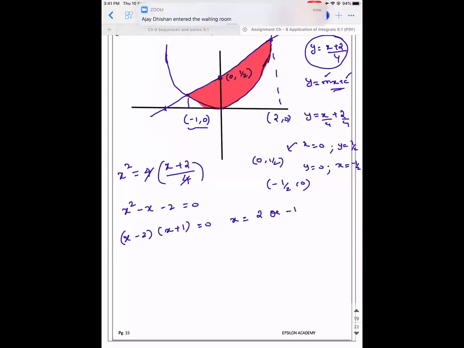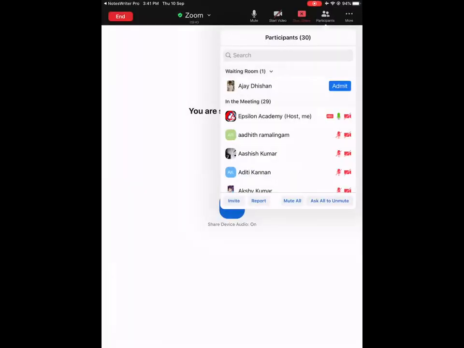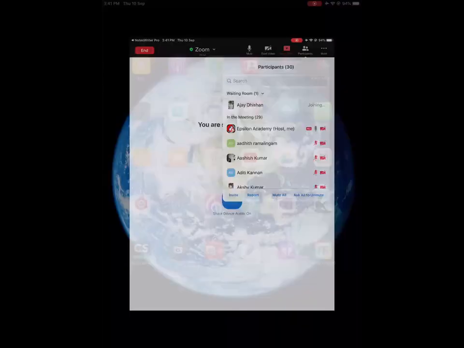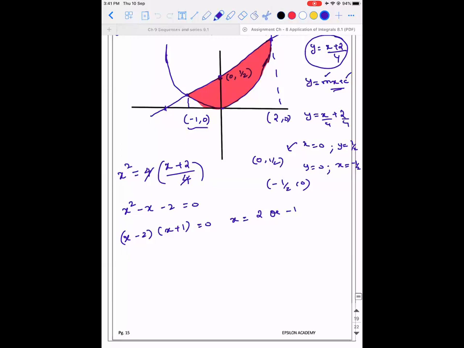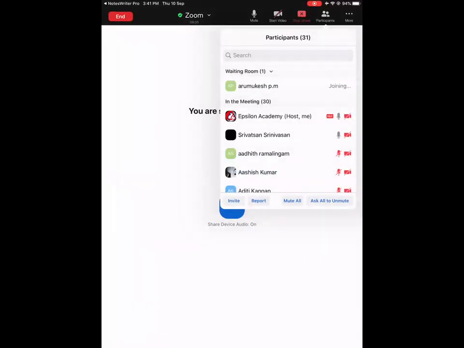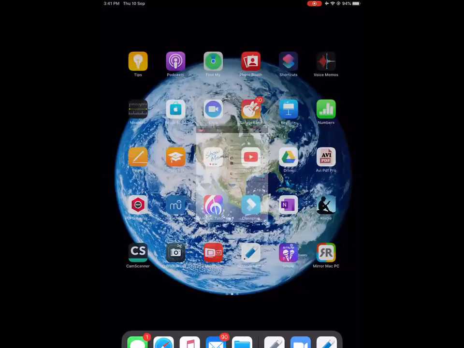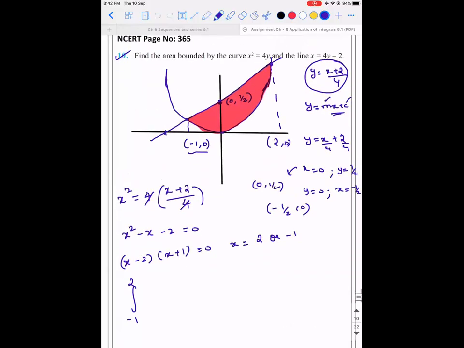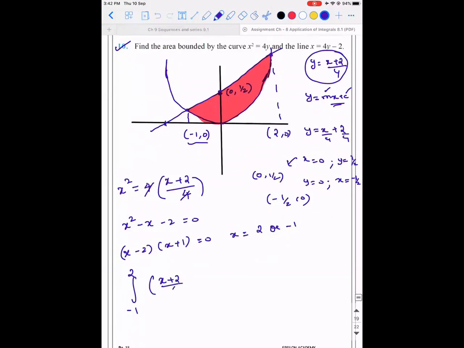Removing this. Now tell me what are the limits to be taken. It is minus 1 to 2 directly you can take. Upper curve is what? The line, that is (x plus 2) divided by 4, minus the lower curve, which is x square by 4. This whole thing dx. Calculate the area, that will give you the answer.